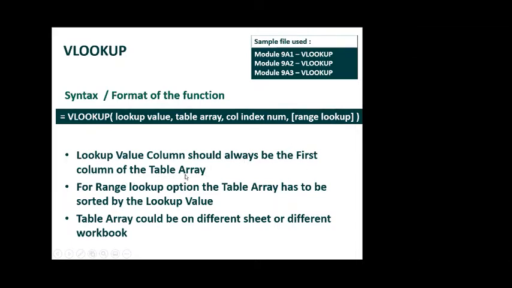The lookup value should always be the first column of the table array. As I told you, it should be number 1. For the range lookup option, the table has to be sorted. Forget about range lookup. The table array could be on a different sheet or a different workbook.